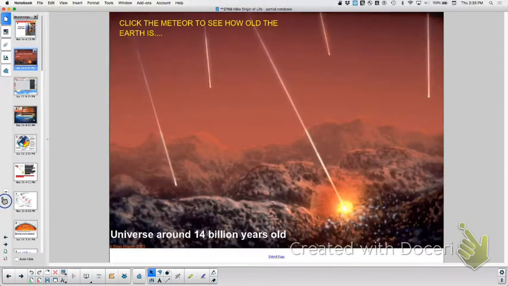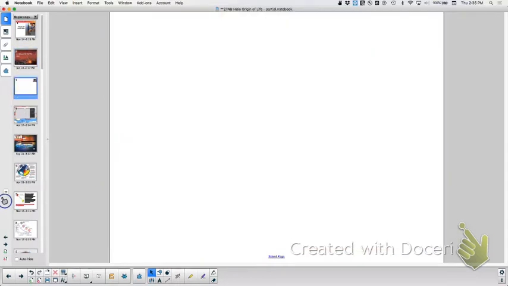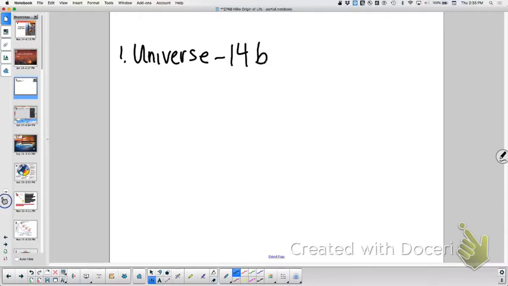Okay, so the first thing we need to do is talk about how old the universe is. How old is the universe? 14 billion. So if we were going to make a list, we would start with the universe, and we would say it was how old? 14 billion years old, right? What comes next? The Earth. How old is the Earth? 4.6 billion years old. Good.